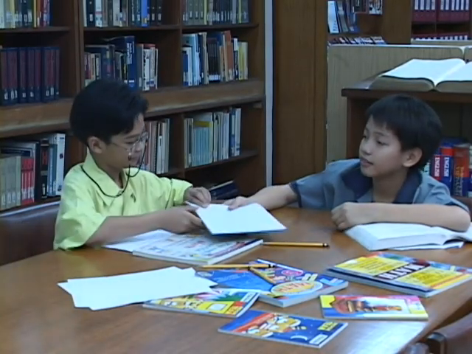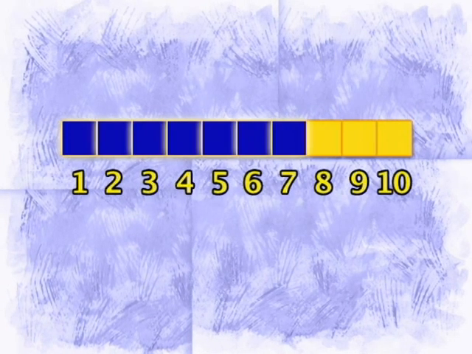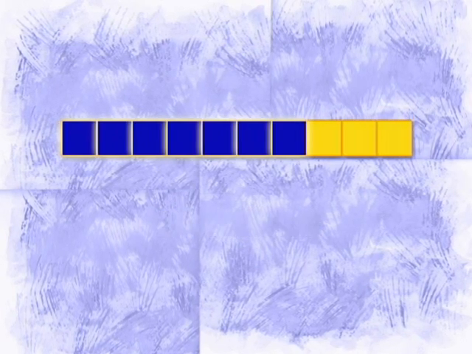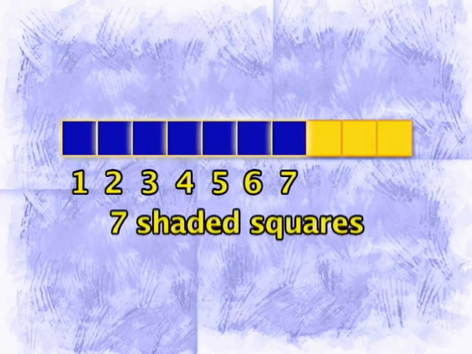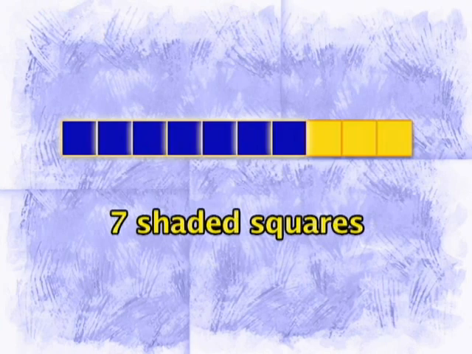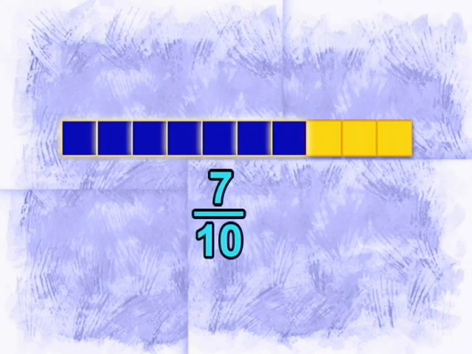Let's look at your first problem. Here it is. Okay, if you want to find the fraction of this illustration, you first have to count the total number of squares in the whole row. Okay, there are 10 of them. Then count how many squares are shaded. Hold it. There are 7. So in the 10 squares, 7 are shaded. So the ratio of the shaded squares to the total number of squares is 7/10.